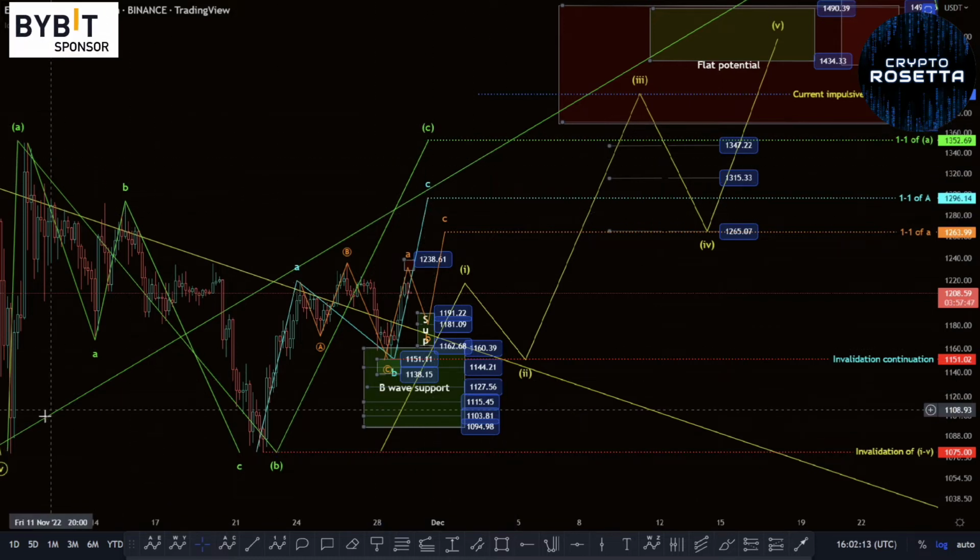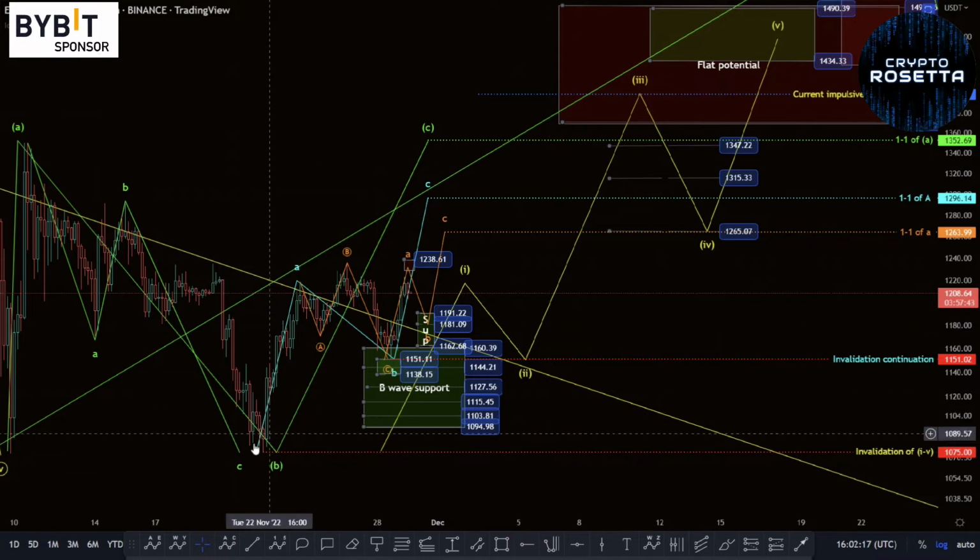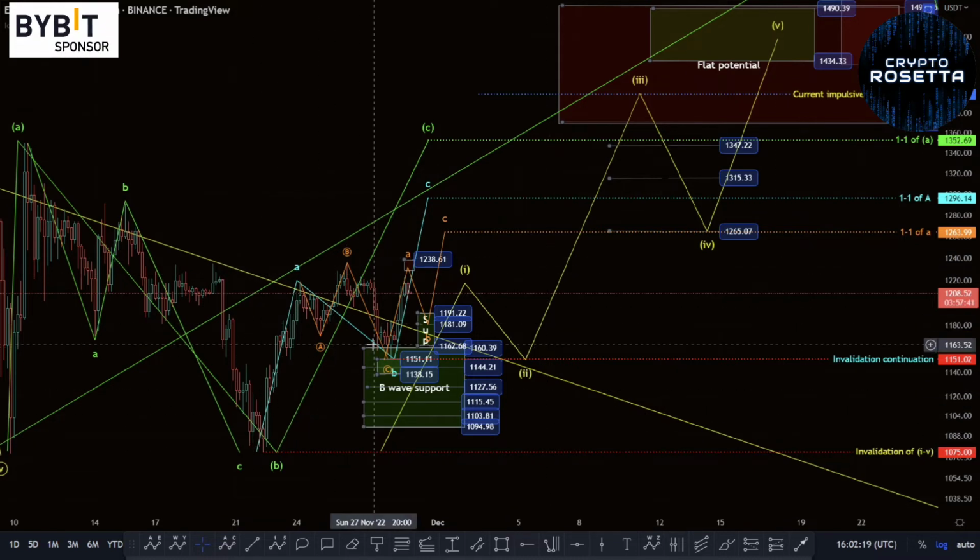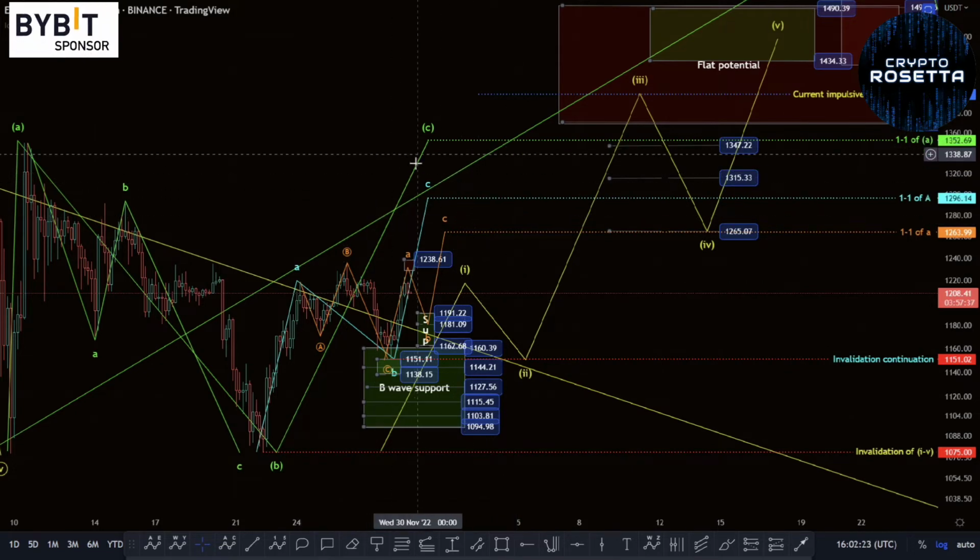And the current 1-to-1 of that is at 1352, though based off of this first move here, the actual size of this would be bigger in my opinion, because this impulsive trigger would already be up here at 1399.